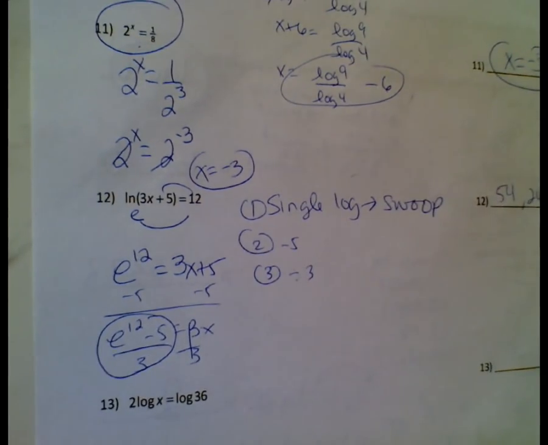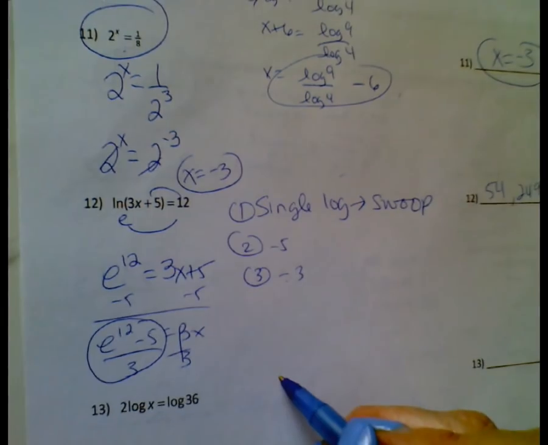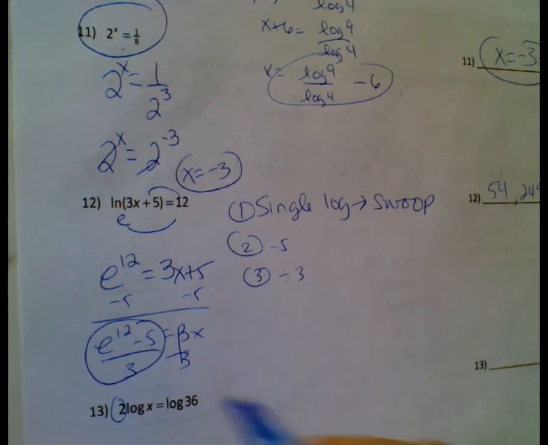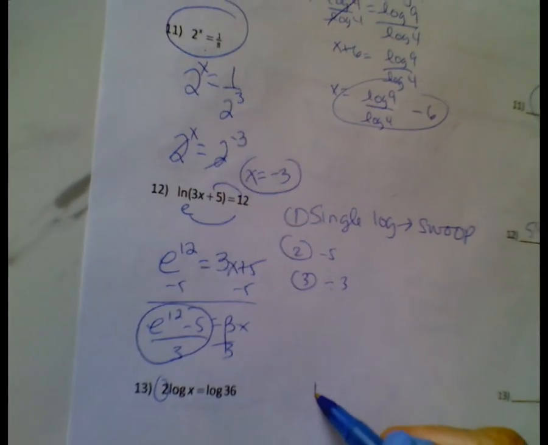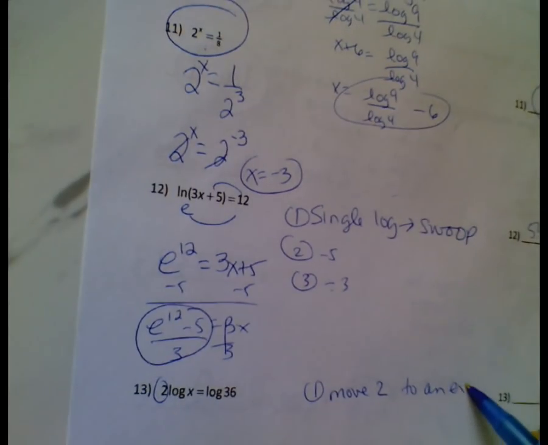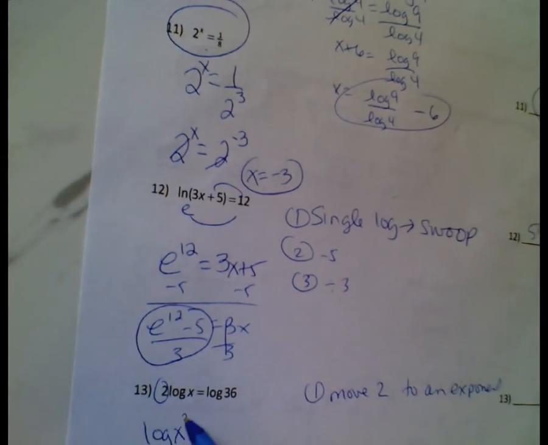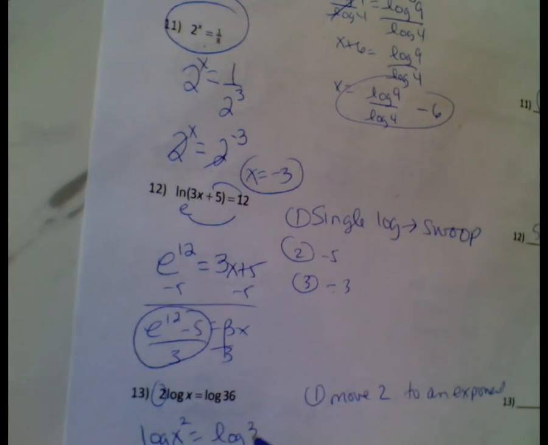So for 13, if you have a log on both sides, you can drop the logs, but before you do that, you have to move this 2. So we're going to move 2 to an exponent. So it's going to look like this. Log x squared equals log 36. That's your first step.